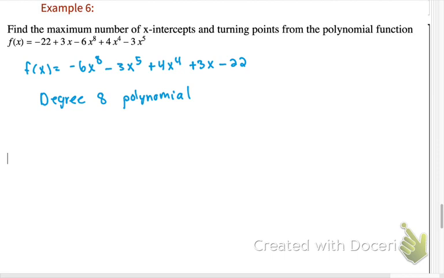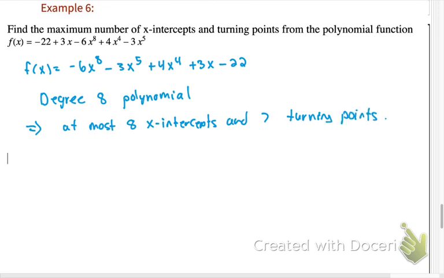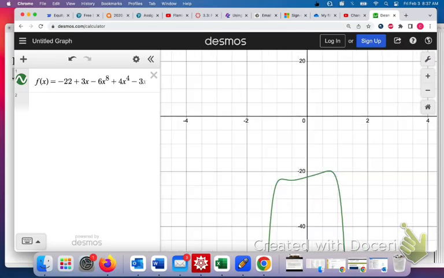So what that means, there's at most 8 x-intercepts and 7 turning points. Okay, so that's what there is at most. And again, just for fun, maybe we'll graph this function in Desmos just to see. We can just graph it and count the number of x-intercepts and turning points and see if we meet those maximums. All right, so here's that function graphed.